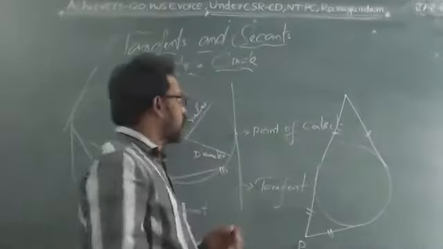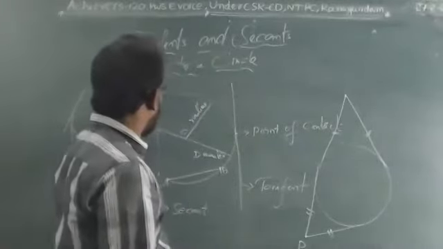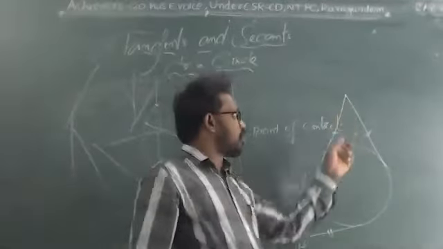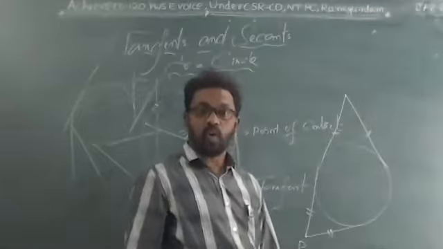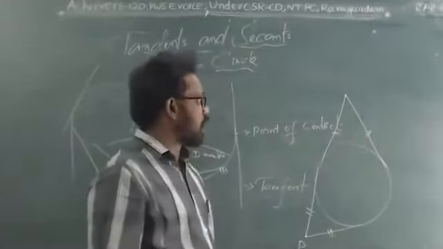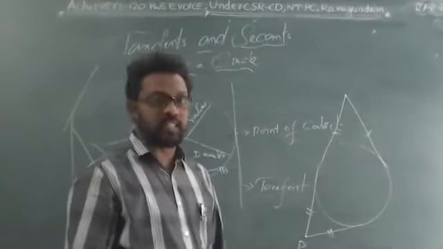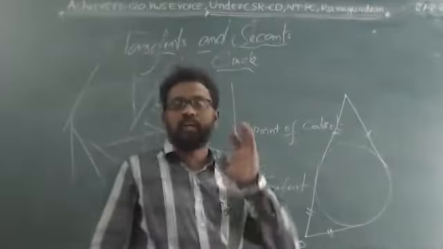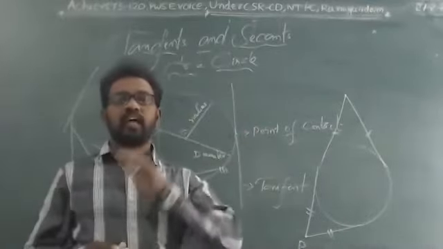Okay, children? So, tangents you can draw unlimited, secants you can draw unlimited. From the external point A, you can draw only two tangents, one pair of tangents, and the two tangent lengths will be absolutely equal. So, this is a small introduction about tangents and secants.